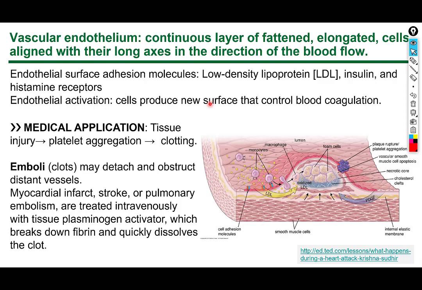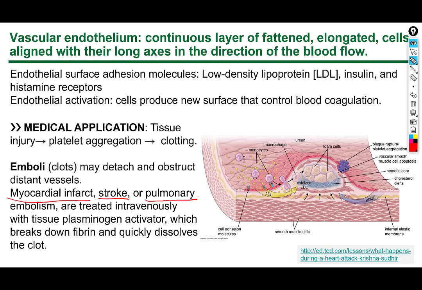If the clot ends up in the myocardium, it can result in an infarct, which means an area of the myocardium that's not receiving adequate circulation. Or if it ends up in the brain, it can cause a stroke, or in the pulmonary circulation, it can block blood from getting to the lungs to pick up oxygen.